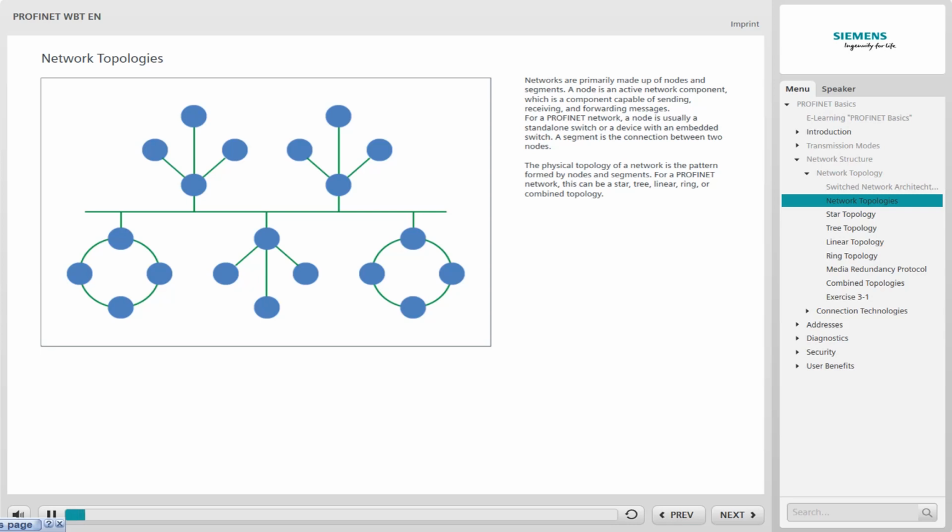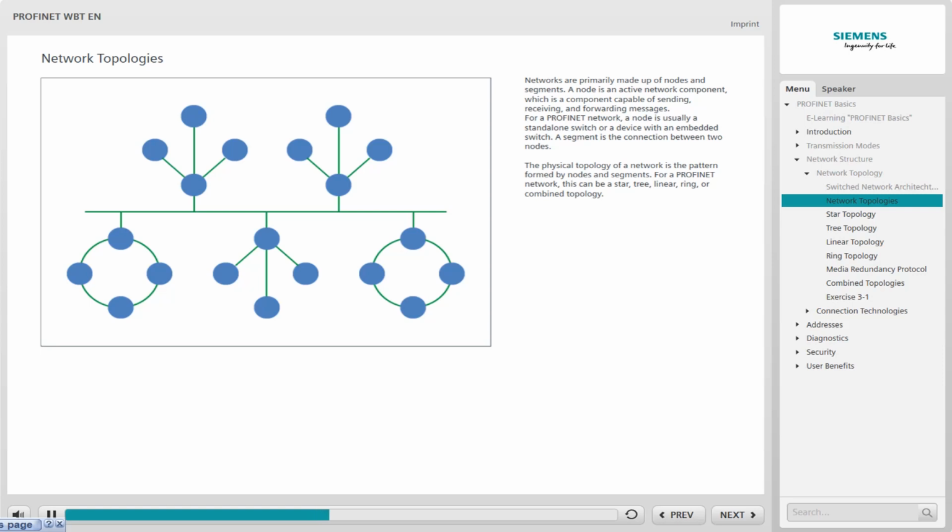Networks are primarily made up of nodes and segments. A node is an active network component, which is a component capable of sending, receiving, and forwarding messages. For a PROFINET network, a node is usually a standalone switch or device with an embedded switch. A segment is the connection between two nodes. A segment can be established using copper or fiber optic cables or via a wireless connection.